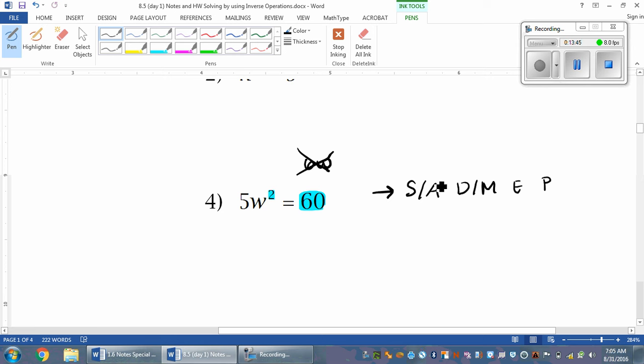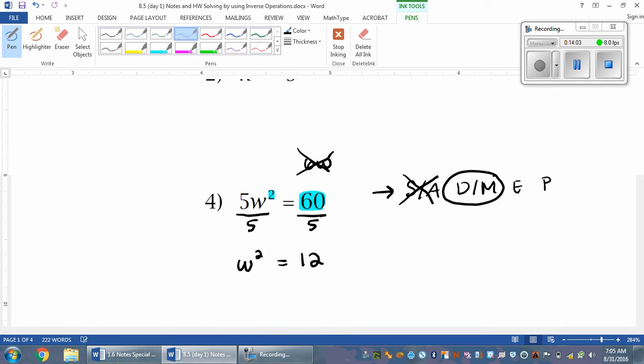But here, I have to cancel everything that's being added or subtracted first. So look at this 5. That's not being added or subtracted. I'm going to go straight to canceling everything that's multiplying and dividing. So how did I get rid of the 5? By dividing. So now the w squared is equal to 12. I canceled everything that's multiplying and dividing.